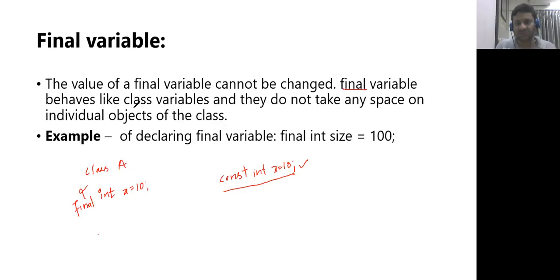A final variable behaves like a class variable, meaning it behaves like a static variable that does not take any space in an individual object of the class. If you recall what we discussed in static, it does not occupy any memory in the object. Similarly, a final variable behaves like that. The only difference is that static we declare using the static keyword, final we declare using the final keyword. A static value can change but will remain the same for all objects. A final value cannot change. So if we declare final int size equal to 100, the value remains 100 throughout and cannot be changed. If you attempt to change the value, it will result in an error. This is about final variable.